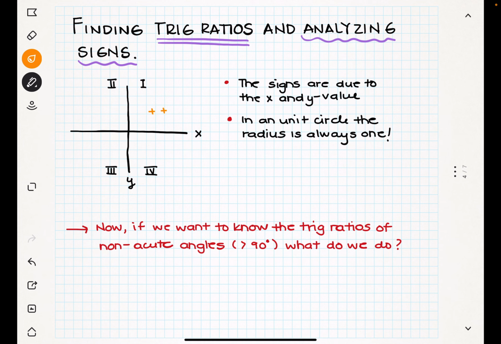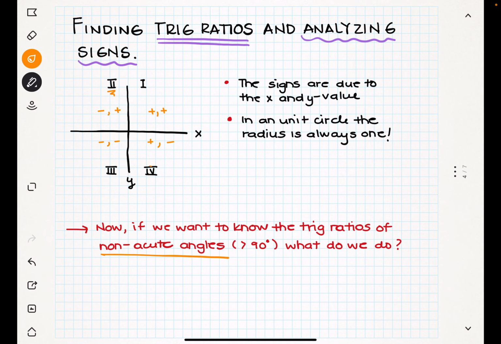On the other side, on quadrant number 2, I have a negative x, but I still have a positive y. On quadrant 3, both x and y are negative, and on quadrant 4, I have a positive x, but a negative y. That is going to be important because what we want to do now is analyze angles that are not in quadrant 1. If we want to analyze non-acute angles, so angles that go into quadrant 3 or 4 or 2, what is it that we're going to do?